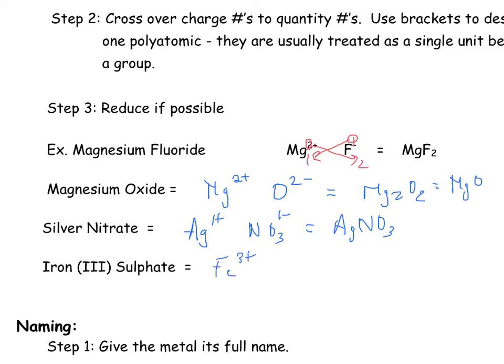A sulfate is a polyatomic SO4 2-. When I crisscross these numbers, I'm going to put the sulfate in a set of brackets. Fe2(SO4)3 is in lowest terms. I can't reduce the 2 and the 3 any lower.